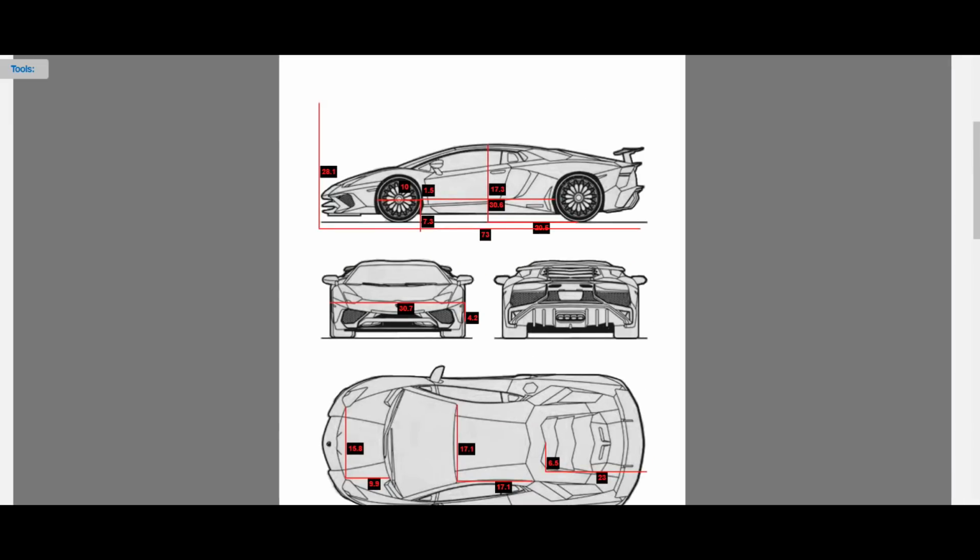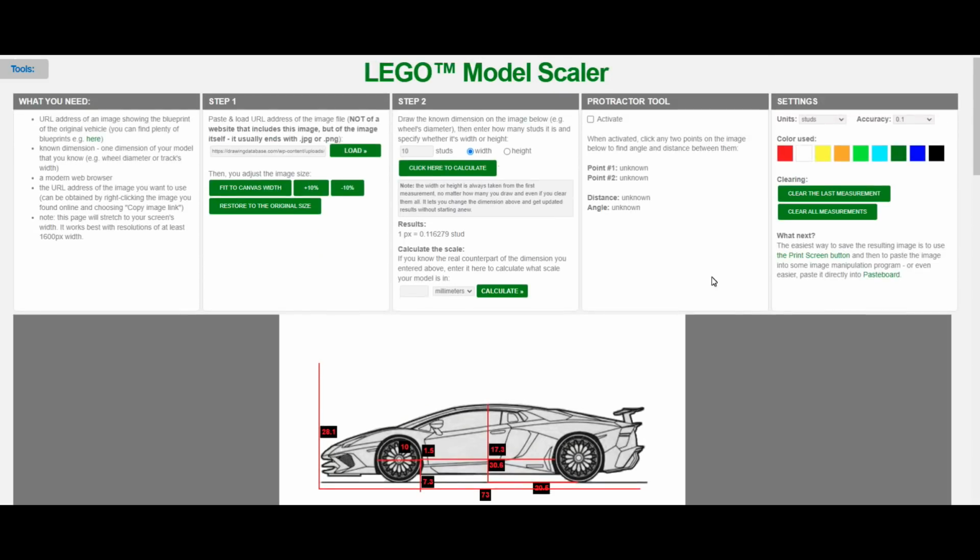Okay, but what about the angles? What if I want to measure the angle and length of the windshield and I can't do that with just horizontal and vertical lines? Well, this is where a feature I have just added comes in. It's called a protractor tool. You use it by first checking the Activate checkbox here, which disables drawing standard lines. Instead, you now need to click 2 points at the image. Let's click 1 point at the bottom of the windshield and 1 at its top.